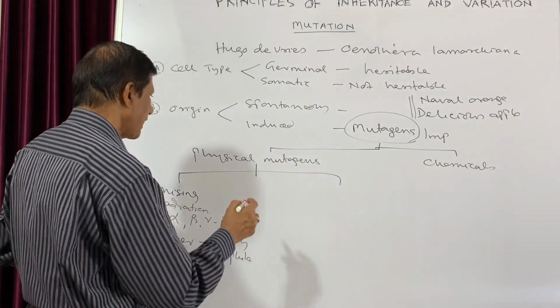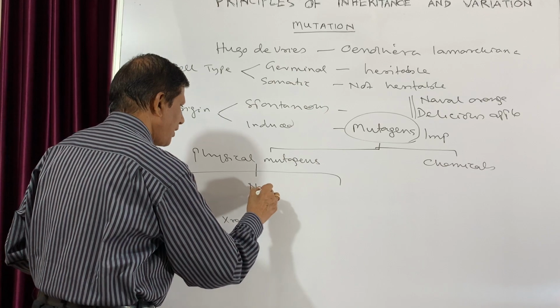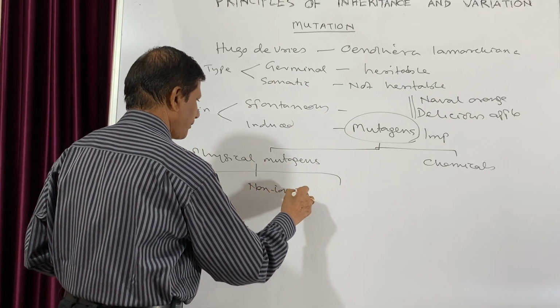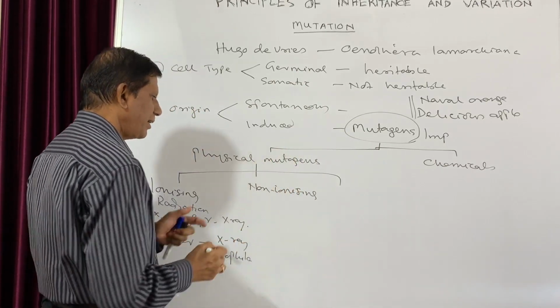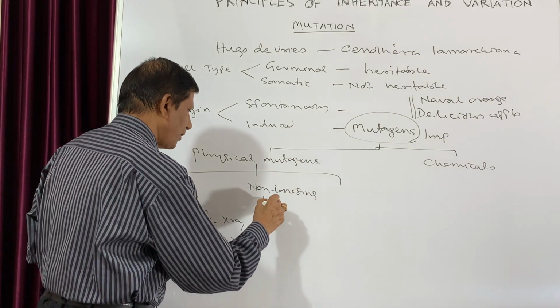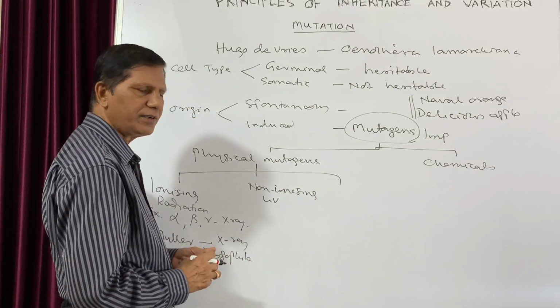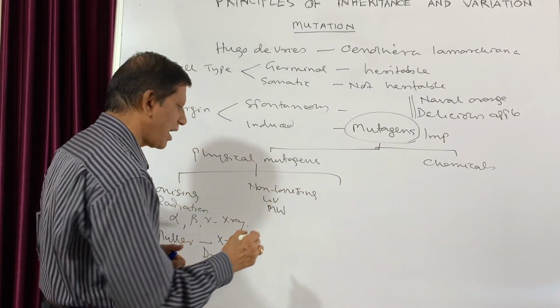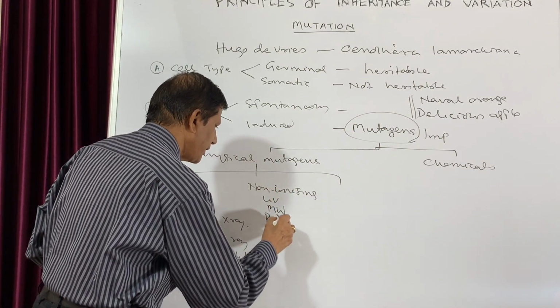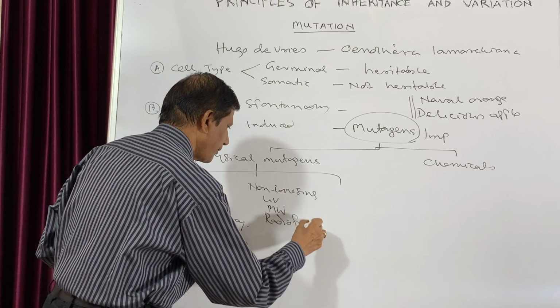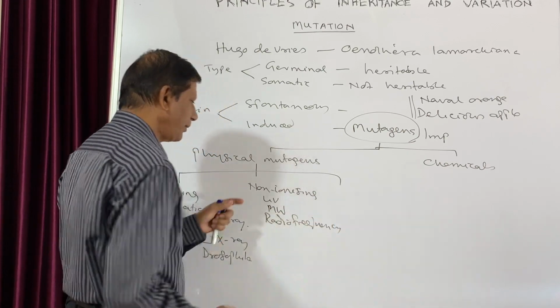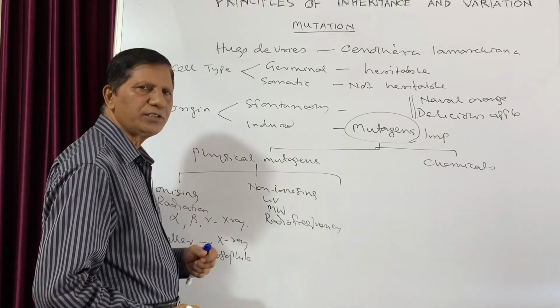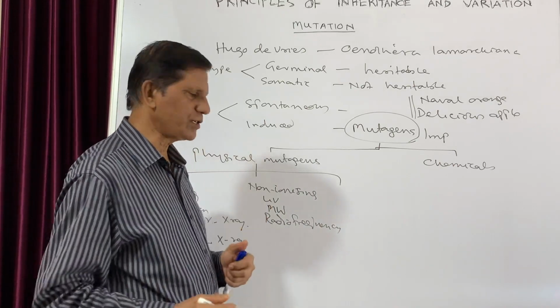Then come to the second one. The second one is non-ionizing radiation. And among the non-ionizing radiations, one important thing is UV light. The other is microwaves and also radio frequency. Out of these things, commonly this UV light is used for inducing mutation.